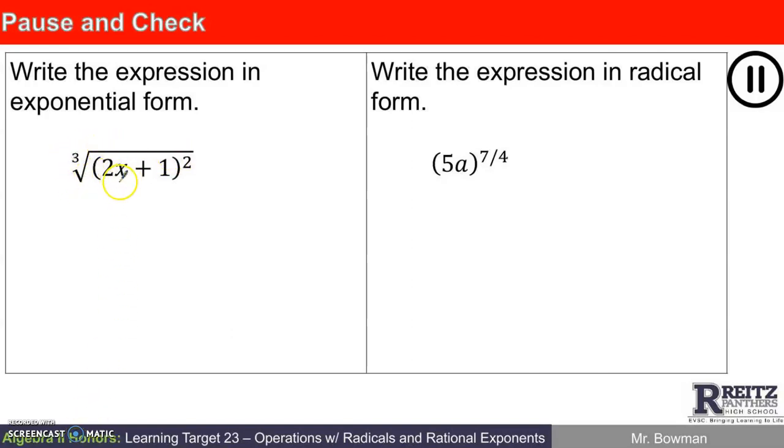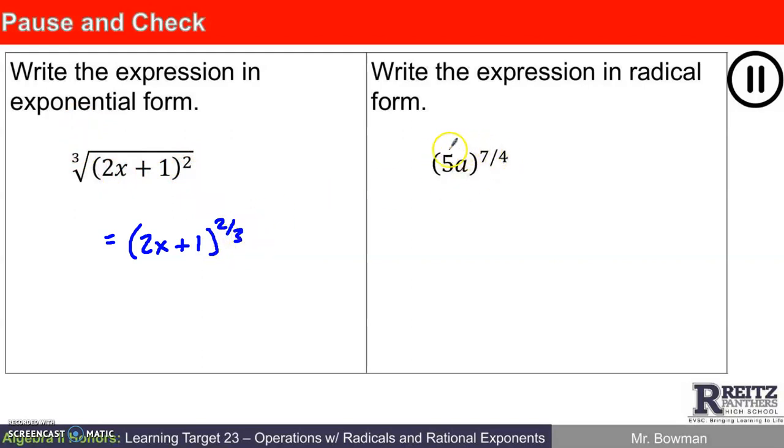The cubed root of 2x plus 1 squared would be the same as 2x plus 1 to the power of 2 over 3, 2/3. The power of the thing in the radicand is the numerator. The index is the denominator.